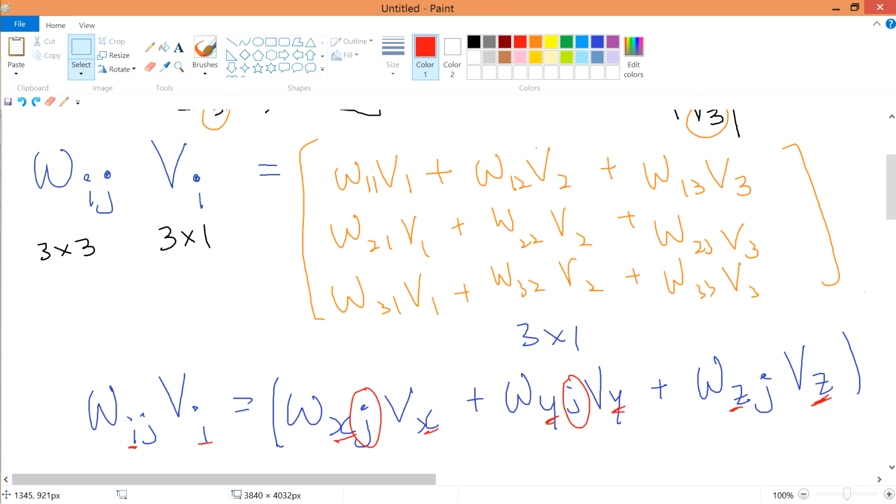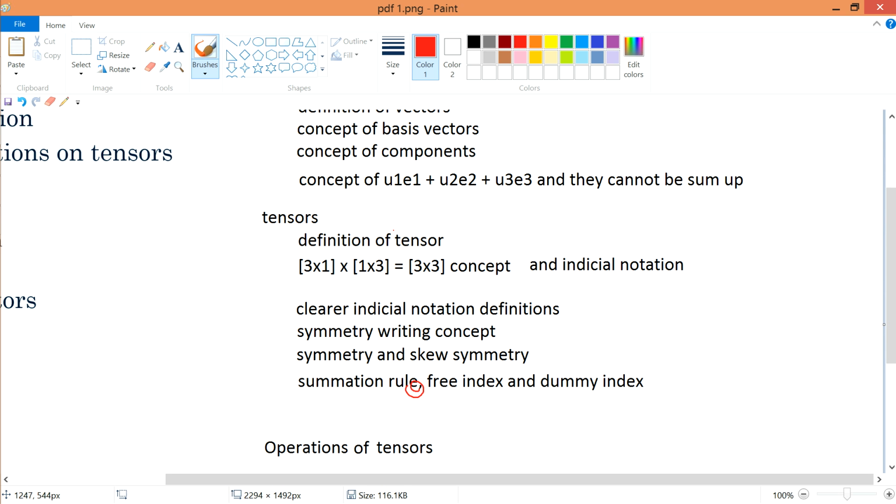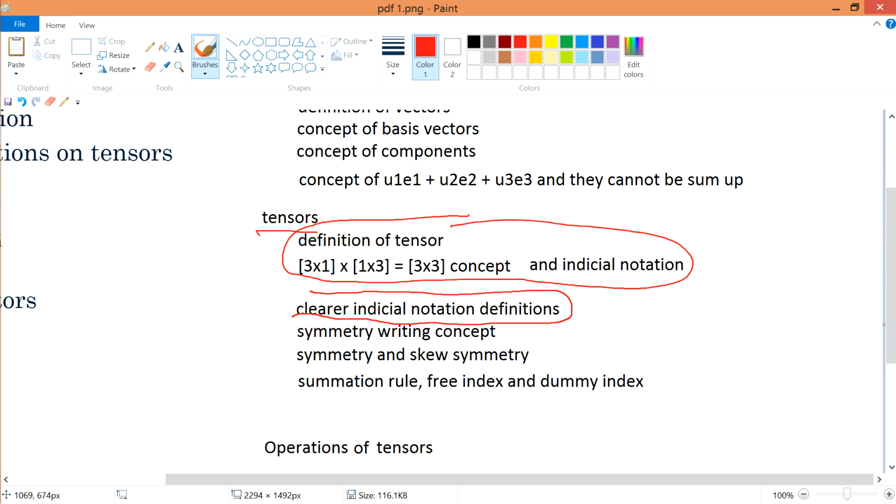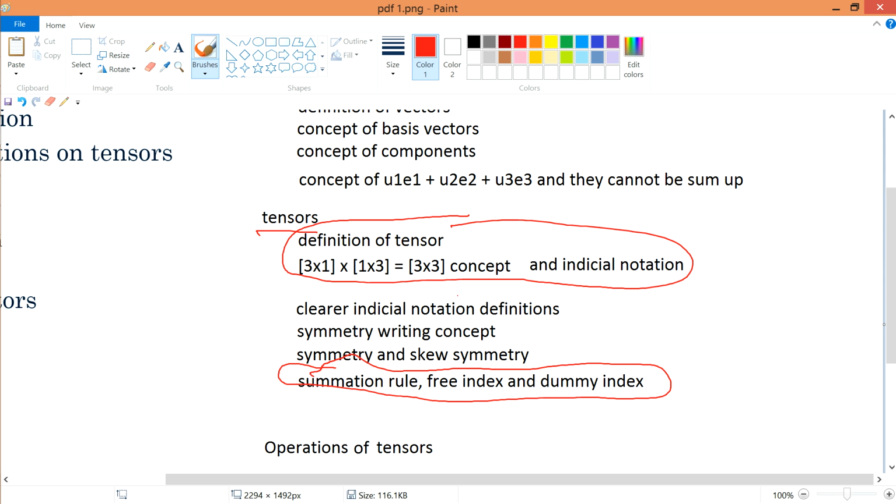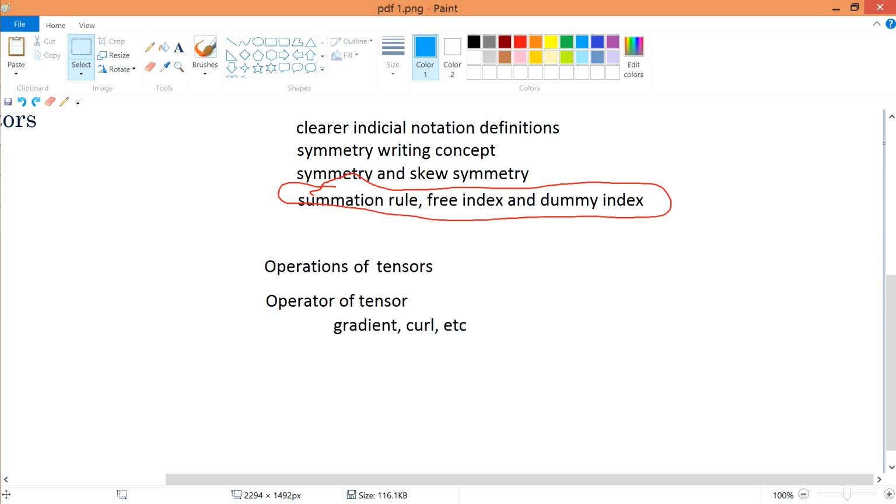So I shall see you soon. Hold on, to conclude, we have cleared away the definitions and initial notation of tensors, the summation rule, and free index and dummy index. In the next video we'll talk about the rest of it, the symmetry writing and stuff like that. Then we will clear away the definition of tensors, and we will move on to operations and stuff like that. I shall see you there.